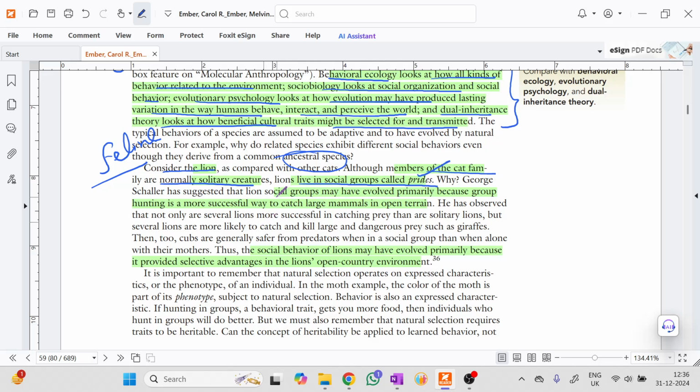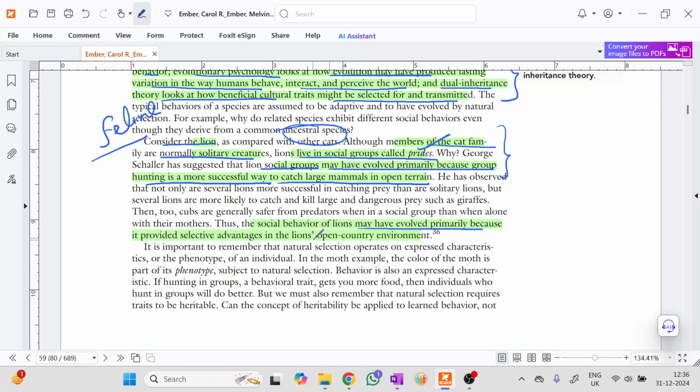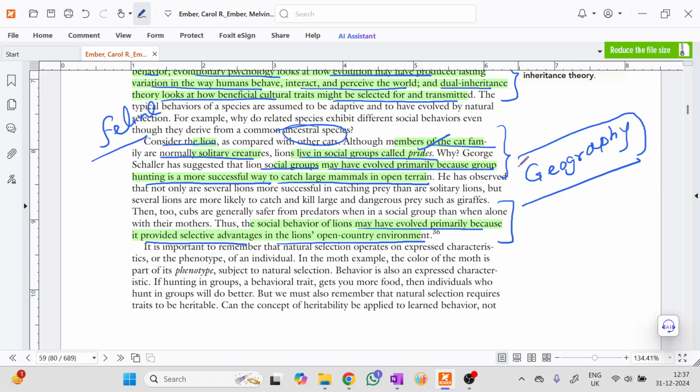Here, this behavioral phenomenon, the behavioral change, might have happened because of evolution, because group hunting is the most successful way to catch large mammals in open terrain. Then the social behavior of lions may have evolved primarily because it provided a selective advantage in lions' open country environment. So one example here is about the geography, or how nature acts on the behavior of people or the behavior of organisms.